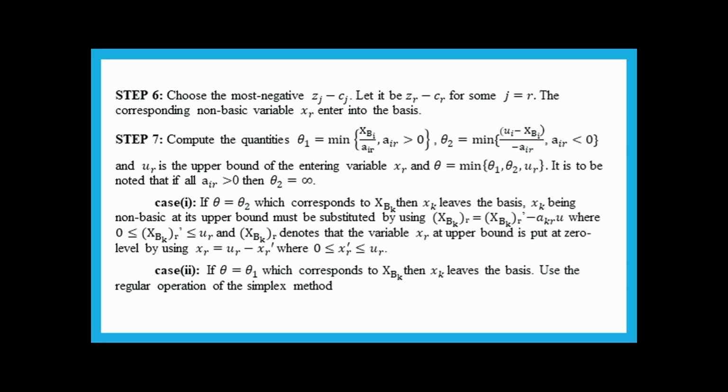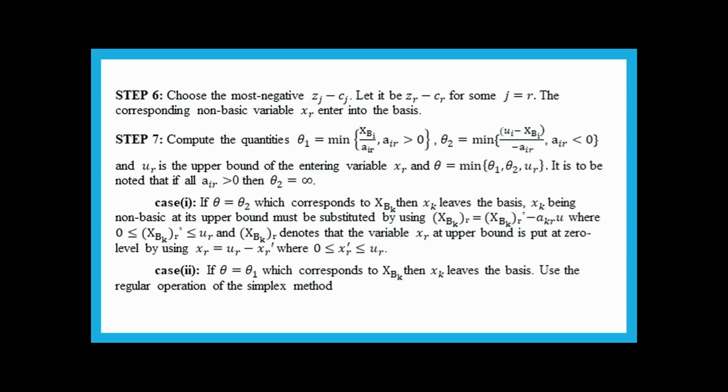In this step, we have three cases. The first case is, if theta equals theta 2, which corresponds to xBk, then xk leaves the basis. This xk, being non-basic at its upper bound, must be substituted by xBk equal to xBk dash minus akr into u, where xBk dash is between 0 and ur. And the variable xr at upper bound is put at 0 level by using xr equal to ur minus xr dash, where 0 is less than or equal to xr dash less than or equal to ur.